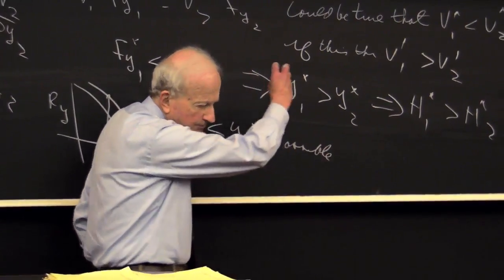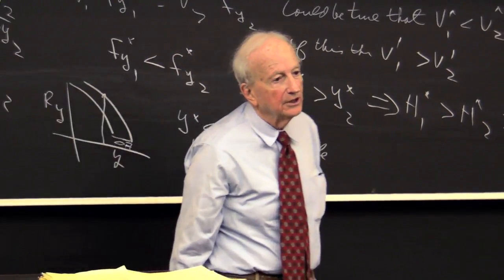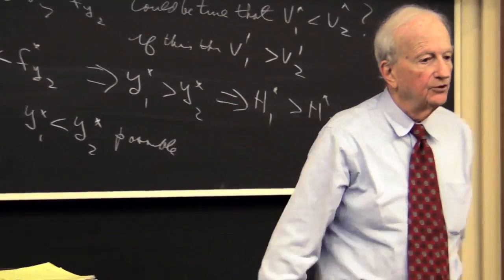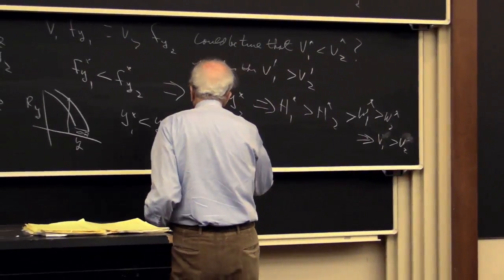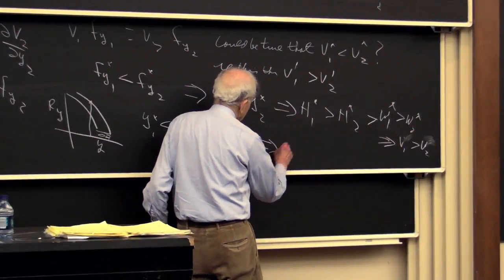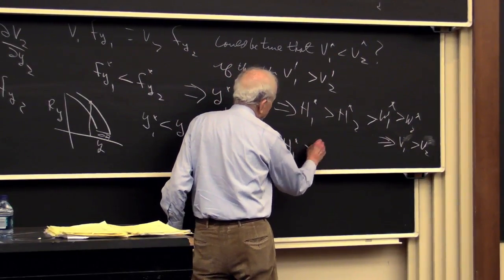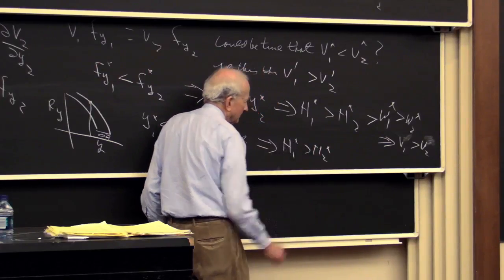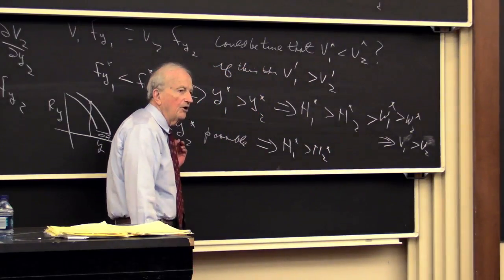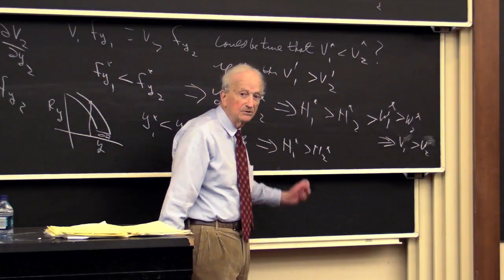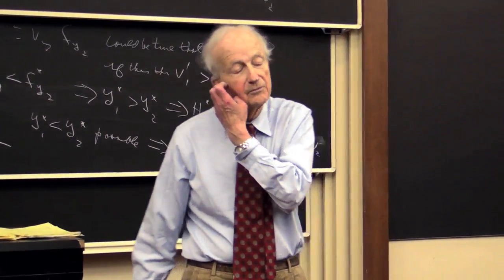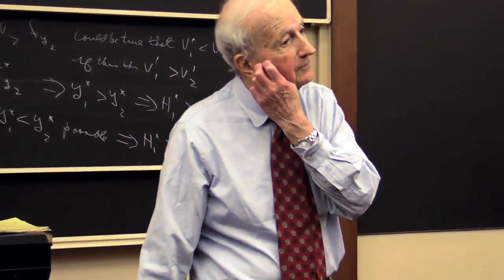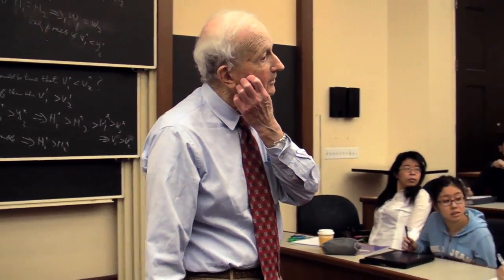That would be true if the marginal products fell rapidly, or the concavity of the utility function was very, very sharp. And if this happened, it still implies that H1 star is greater than H2 star. Even if that was true, we know that must be true. Why do we know that must be true? Eric?